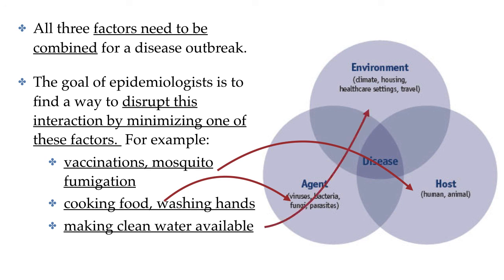Environment can be disrupted by, say for example, making clean water available, if you have a disease like cholera that is transmitted by dirty water. Or you can disrupt the environment by avoiding people hanging out in big groups if you have a disease that is better transmitted through high density population areas. So those are factors that can be disrupted by a variety of different means.